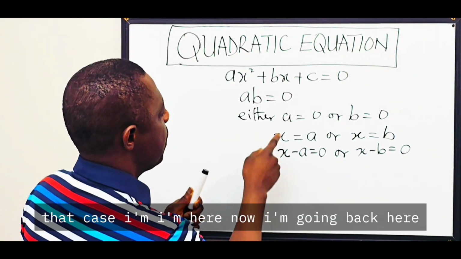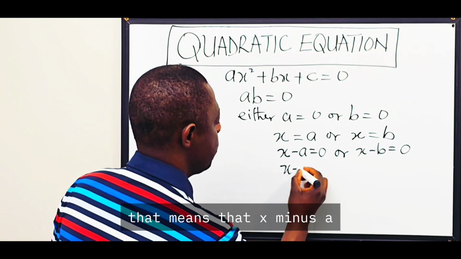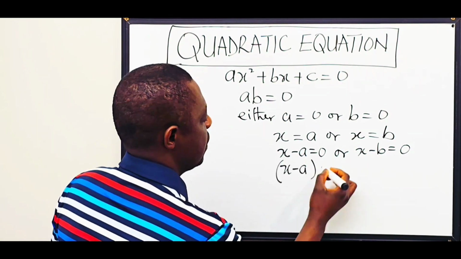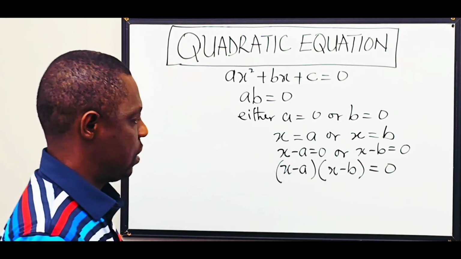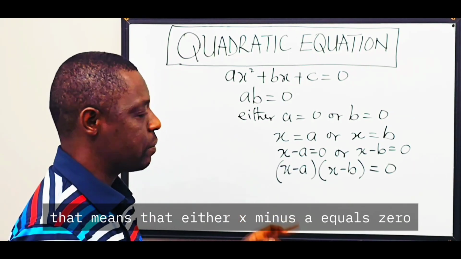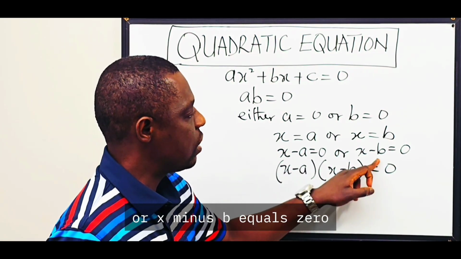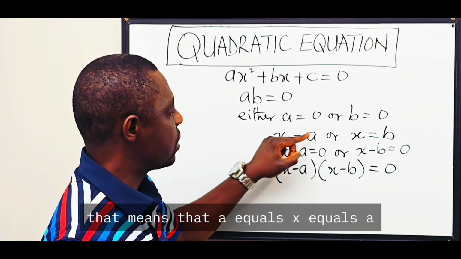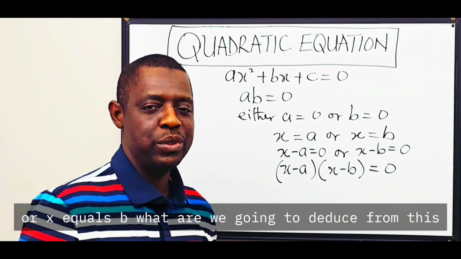Going back here, that means that x minus a multiplied by x minus b must equal 0. As you can see, this is our a and this is our b. That means that either x minus a equals 0 or x minus b equals 0, which means that x equals a or x equals b. What are we going to deduce from this?